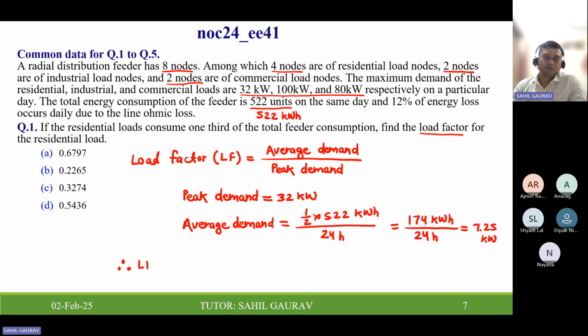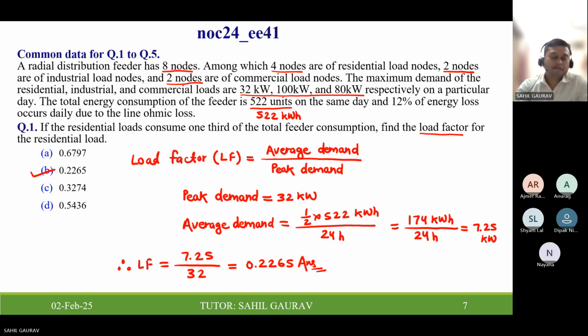Hence, you will get the load factor as 7.25 upon 32 kilowatt. So you will get 0.2265. So B is the correct answer.